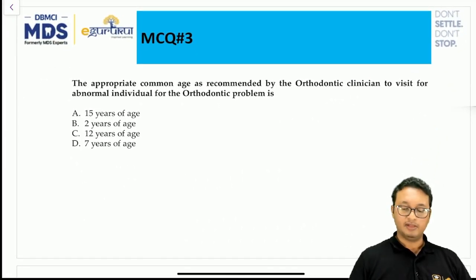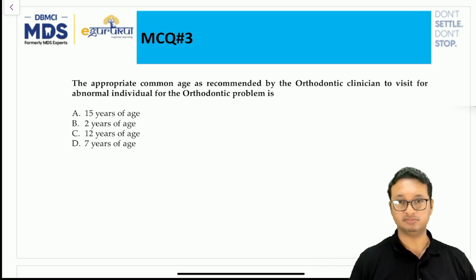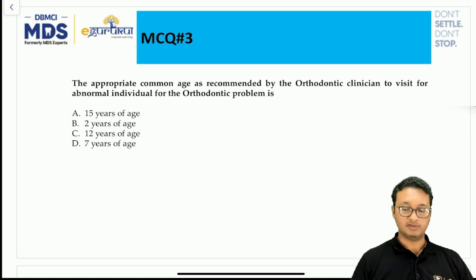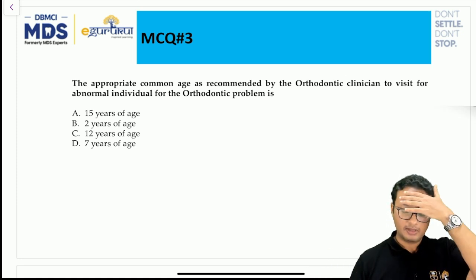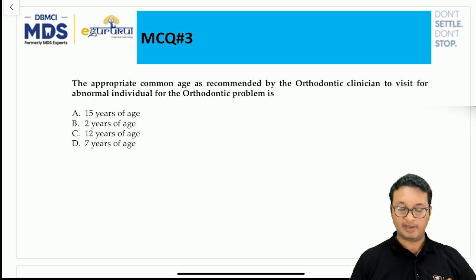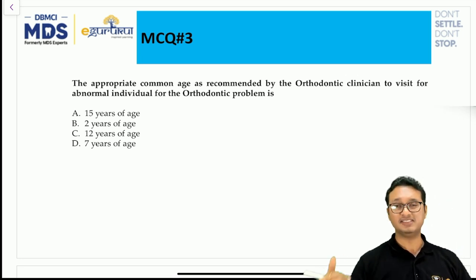Next question. The appropriate common age as recommended by orthodontic clinicians to visit for an abnormal individual for the orthodontic problem is... Now, actually the language of the question is not that well interpreted by the common man. What I reckon from the language of the question is, what is the first time the parents should take their child to the orthodontist if they see any abnormality developing in the child's mouth, any crowding developing in the child's mouth.